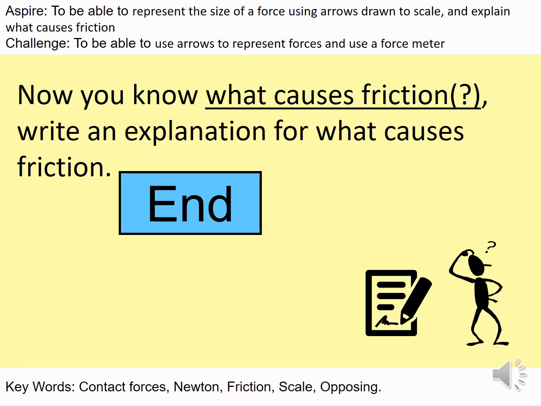Okay, I hope you jumped appropriately. Now, you should, of course, have been writing about surfaces that have irregularities on them and a push force that is big enough to overcome those irregularities, makes them slide over each other. But the force that tries to stop that push force is called friction.